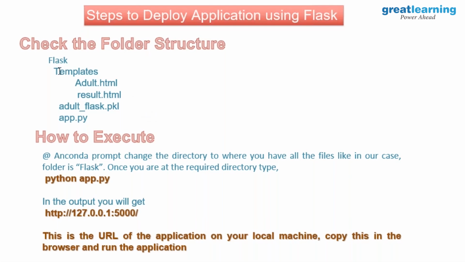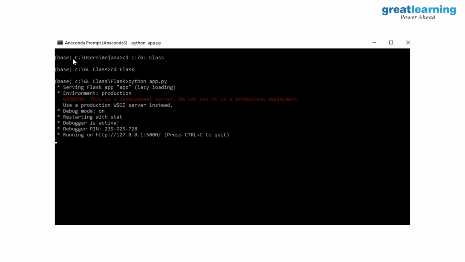Now, to execute this file, we'll go on to the Anaconda prompt. Here I am at the Anaconda prompt. I'll go to the directory which I have created. So I'm saying cd:/gl class. I reach the Flask. Once I am at the directory from where I have to execute the file, I'll say python app.py.